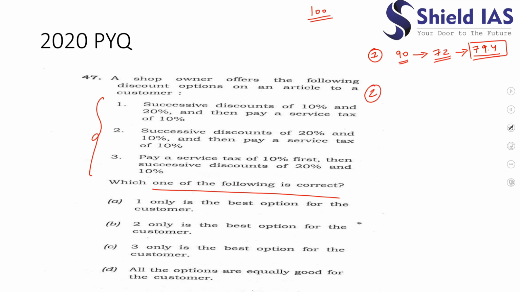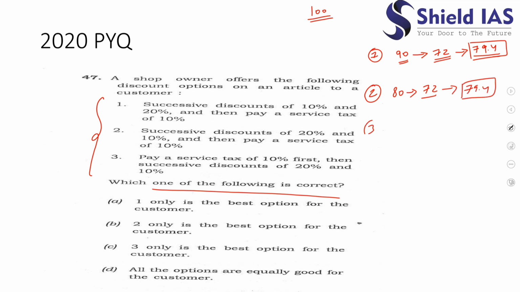In the second case, successive discount of 20% and 10% and then pay a service tax of 10%. So a 20% discount on 100 becomes 80. Then I will give a 10% discount, so it becomes 72, because 10% of 80 is 8. And then a service tax of 10%, it again becomes 79.2.